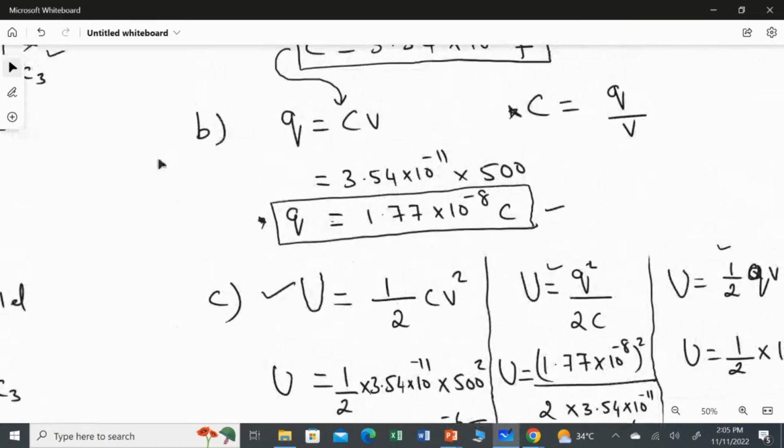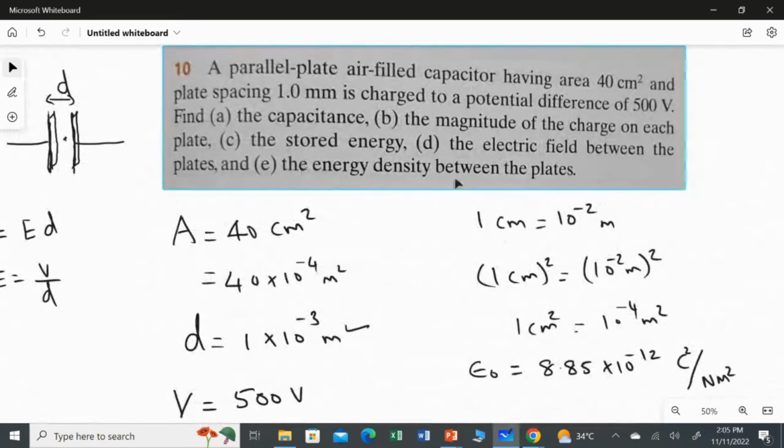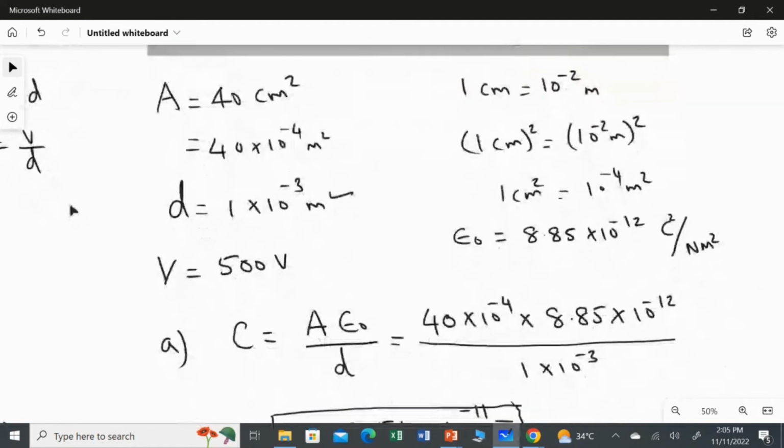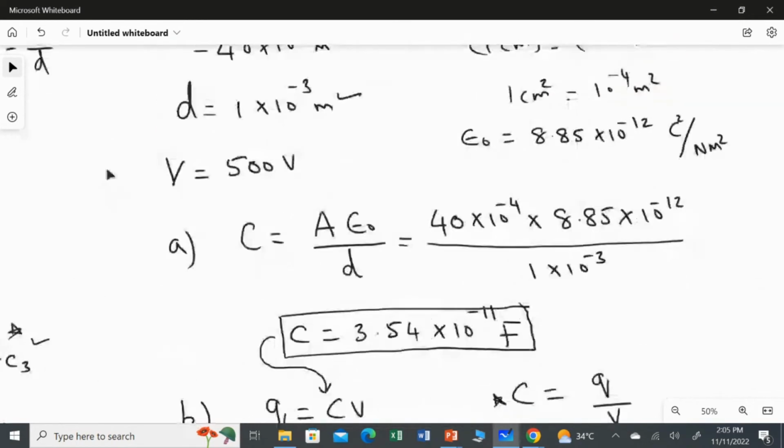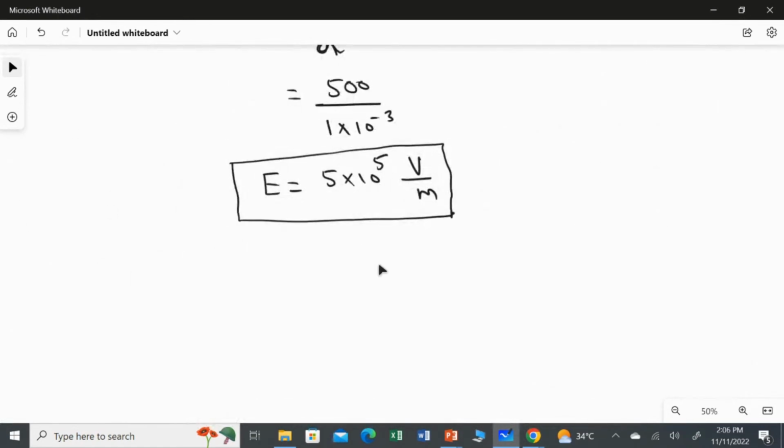Now we have to go for our last question. In the last question, we are going to find the energy density between the plates. Don't get confused about the third part and the fifth part. In the third part we found the stored energy, but here it is the energy density. Clear? And for energy density also we have three rules. Am I right? So you can use any one of the rules, but better I write them here. So the fifth part, energy density.